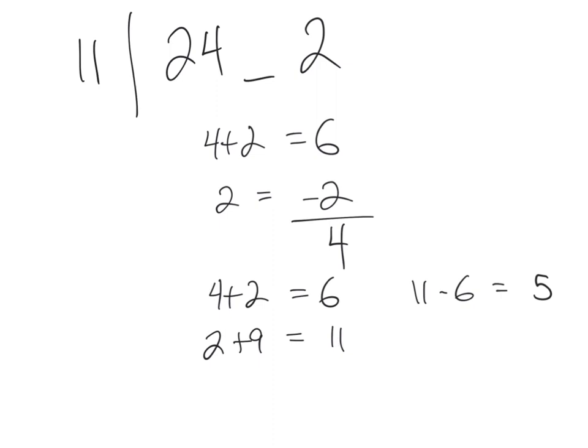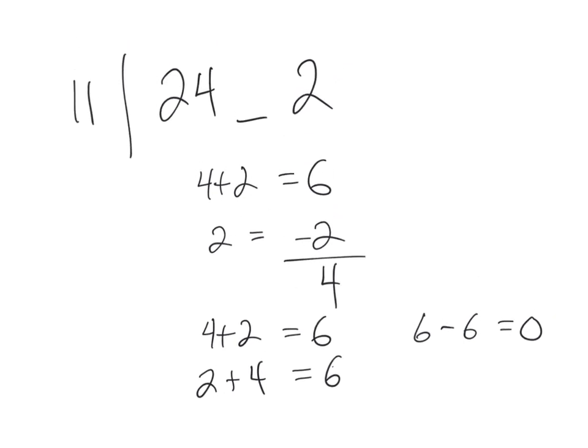Okay, so let me erase this and choose a number here. What number do we need to add right here to make 6 minus 6 equals 0? Well, 4. So we say that's a 4, and then 6 minus 6 equals 0. And since 11 goes into 0 evenly, we know our number that we're looking for here is 4.